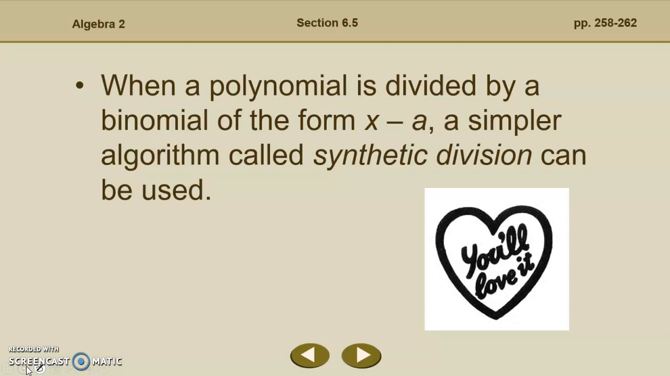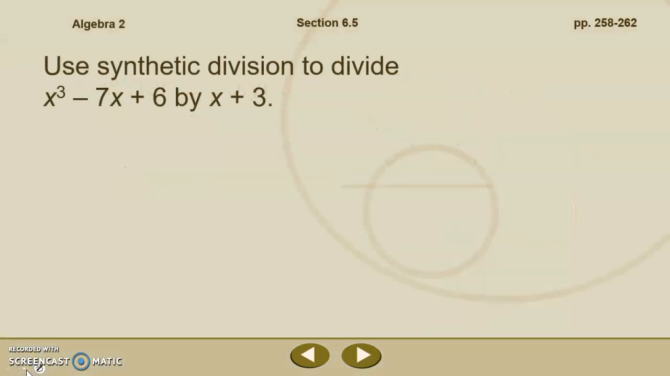minus a. A simpler algorithm called synthetic division can be used. In this case, x is just the variable x, and a is a number. So we can use synthetic division when we have something like x minus 2 or x plus 3, which would just be x minus negative 3. You see this image here, you'll love it. It is a simpler method. However, it can only be used when we're dividing by this binomial in the form x minus a.